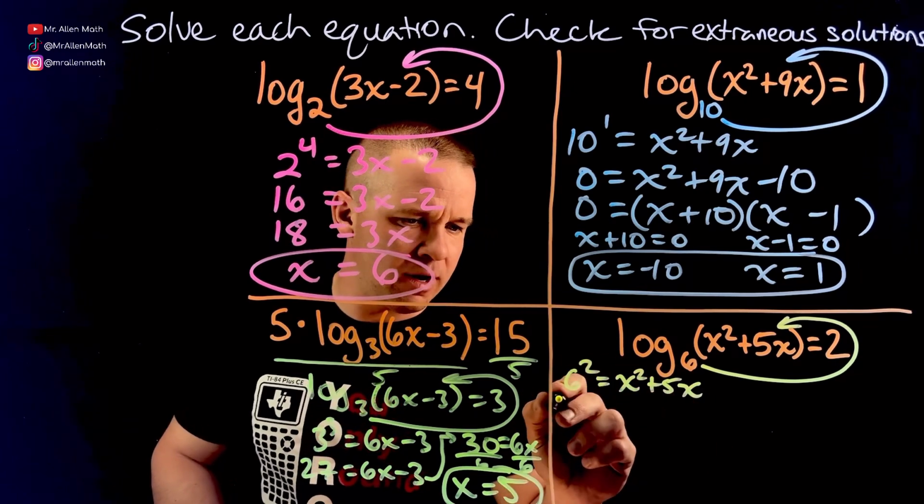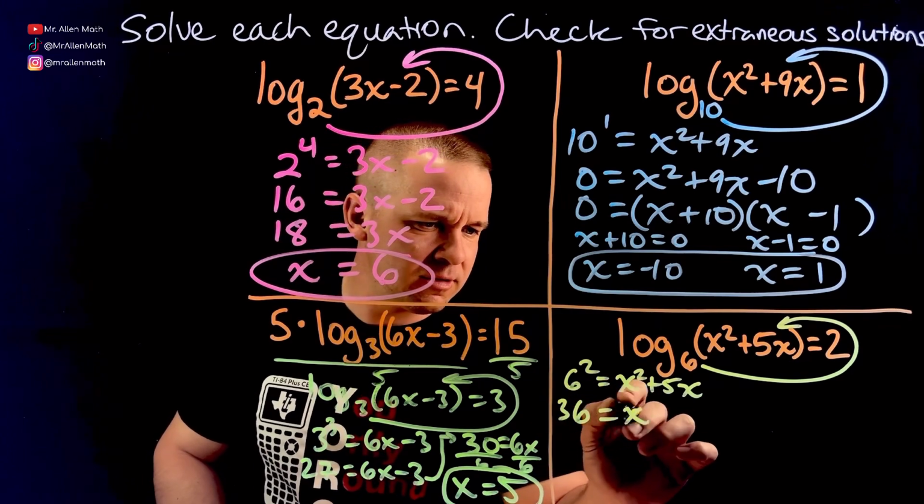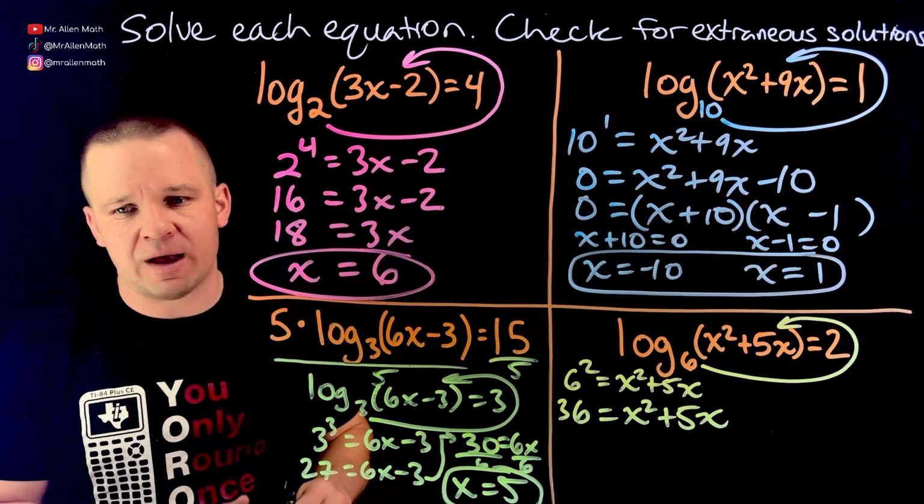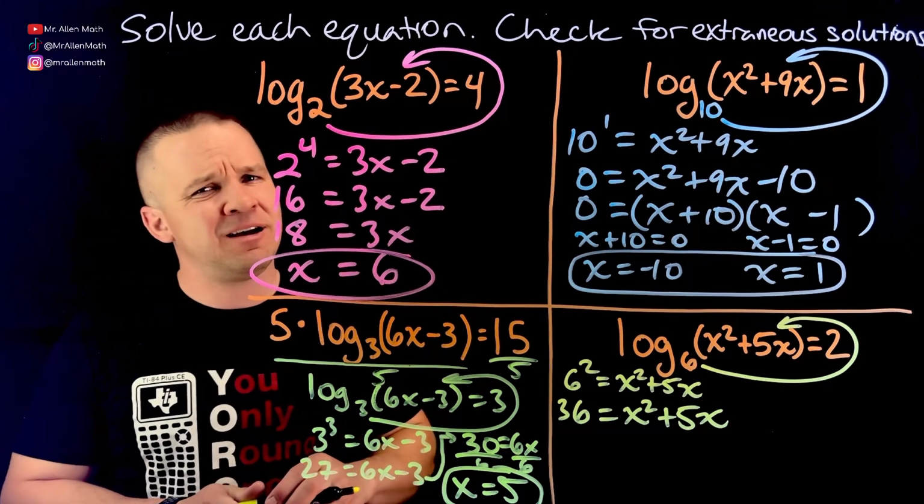What is 6 squared? I believe that's 36. Is that right, Jenny? Cool. Jenny's chilling in here. She's taking a nap. She fell asleep in math class.